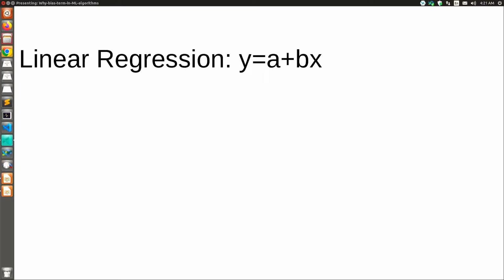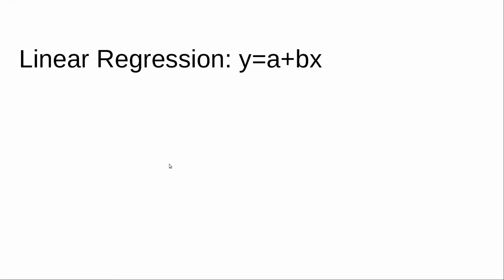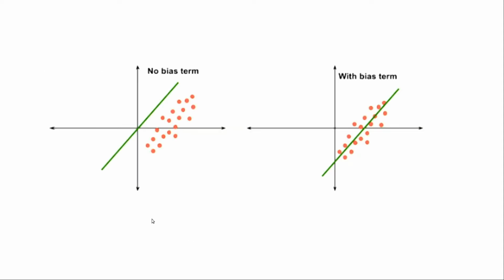Now, the simple answer to that question is that bias in linear regression, that is this variable a here, is used to move the line, the prediction hyperplane line, up or down. What do I mean by this? In linear regression, without the bias term, your solution has to go through the origin. In this case, this green line is my solution line, that is, the prediction line, or hyperplane, various ways it is called.